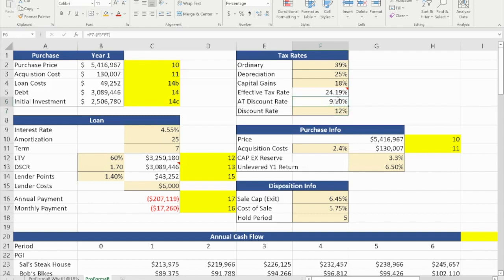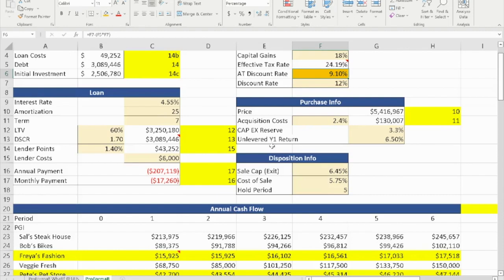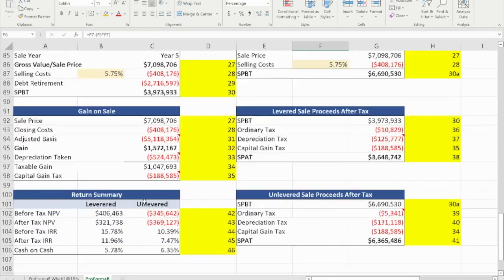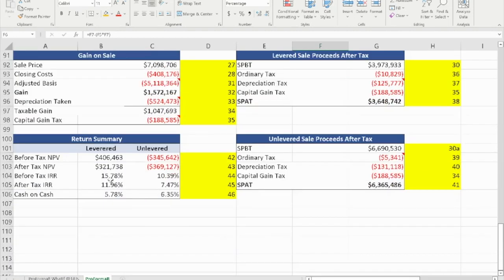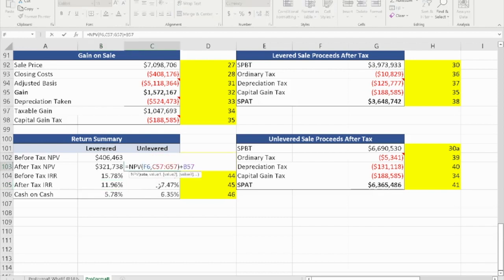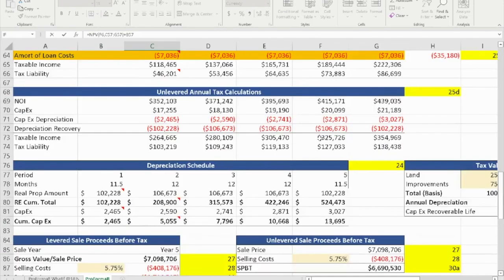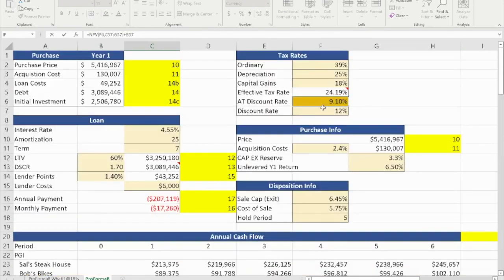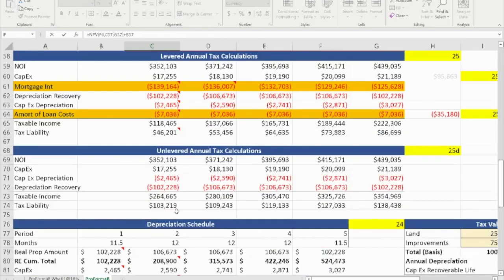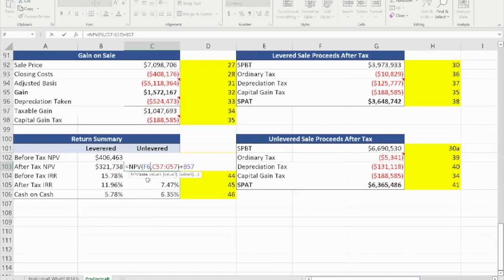This is what you're going to be using to calculate your after tax NPV. I'm sorry, the after tax NPV. That's the only thing that I forgot to mention. You're going to be using this, not your discount rate, to calculate your after tax NPV.